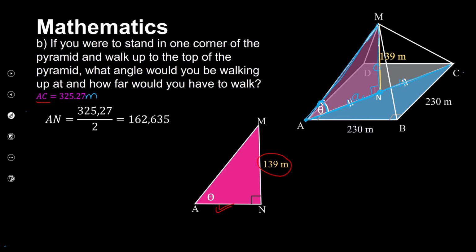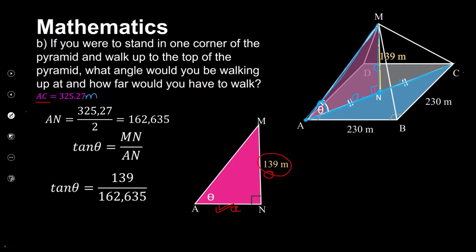Now, because we have both sides, we have an opposite side, and we have the adjacent side, we said we're going to use a tangent function. So tangent of theta is equal to MN over AN, and we're just going to plonk those values in there that we found. So 139 over the adjacent that we found.